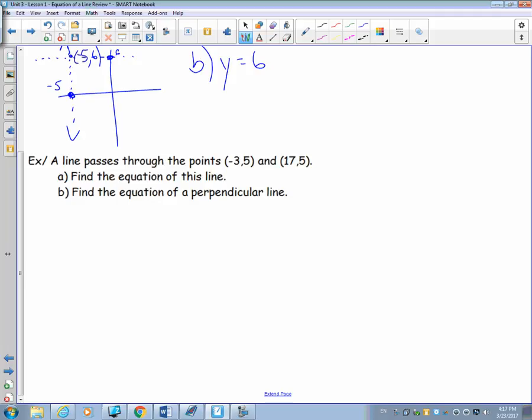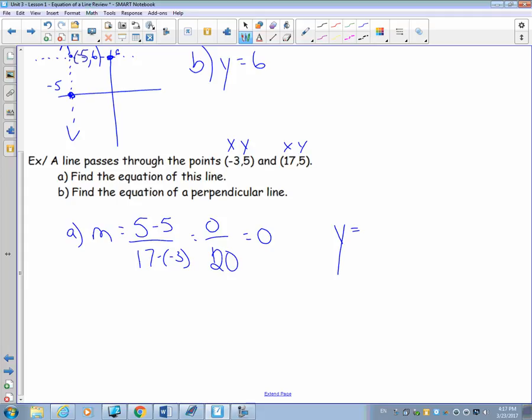Okay, last example. A line passes through 2 points. Find the equation of this line. And let's do what we've been doing. I've got 2 points. Let's find my slope. 5 minus 5, 17 minus -3 gives me 0 over 20. Well, 0 over 20 is just 0. Hey, that's a special line. That's a horizontal line. Horizontal lines are y equals.